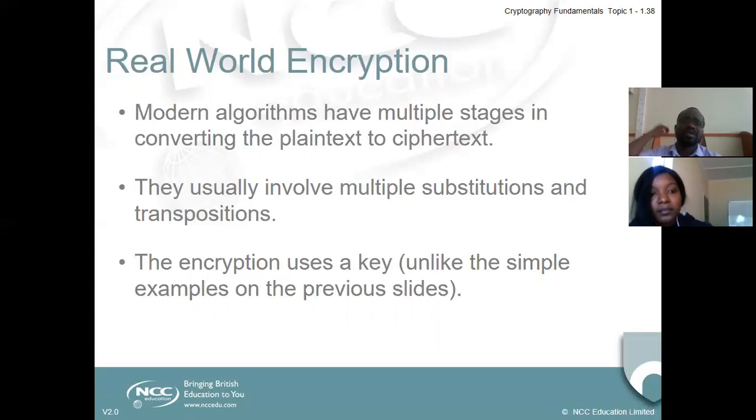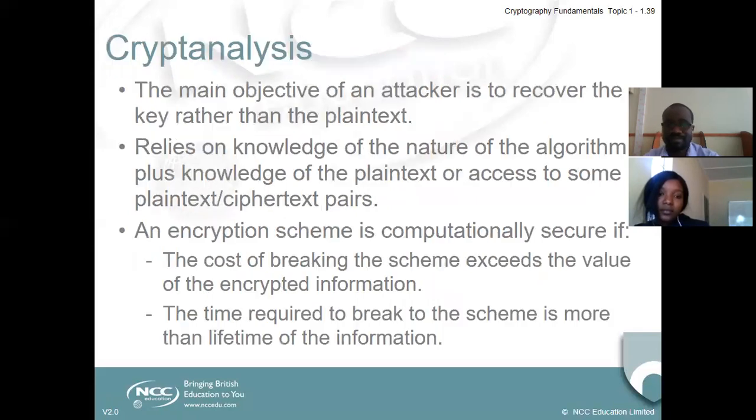Then real-world encryption: modern algorithms have multiple stages in converting the plain text to ciphertext. They usually involve multiple substitutions and transpositions. The encryption uses a key, unlike the simple examples on the previous slides. Cryptanalysis: the main objective of an attack is to recover the key rather than the plain text. They just want a key so that they can decrypt.